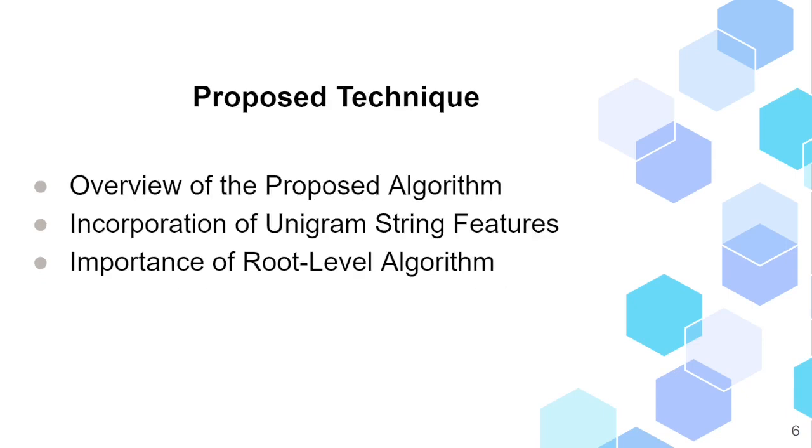The goal is to detect abusive Bangla text using a novel algorithm. Unigram string features are introduced to capture the essence of abusive language more effectively. The approach is crucial for addressing the unique characteristics of Bangla language in online communication.